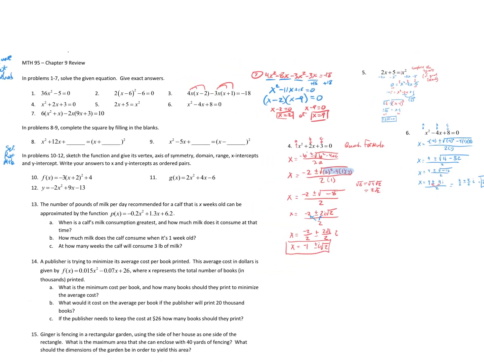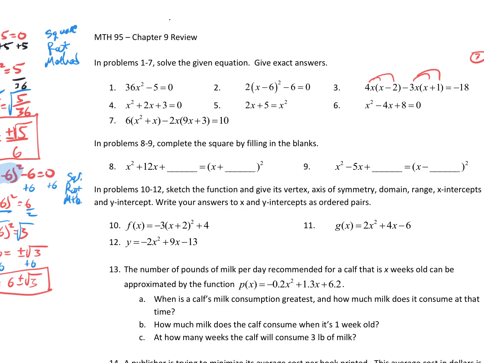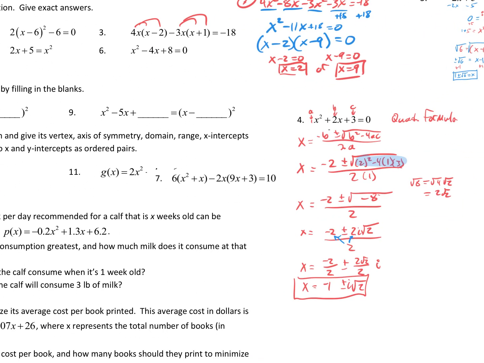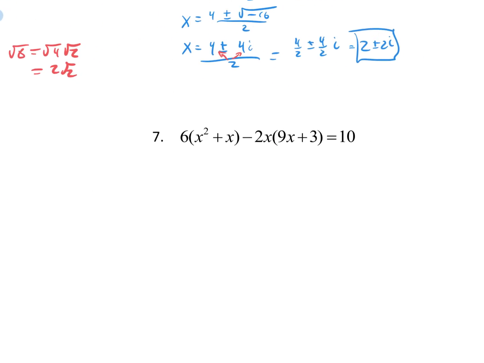All right. And that brings us to 7 here, which again has a lot going on. So we're probably going to want to simplify that again. We'll bring that over here. Okay, so 7. A lot going on. We just want to clean it up first, get into standard form. 6x squared plus 6x, distribute the negative 2x, that's negative 18x squared. Negative 2x times 3 is negative 6x.